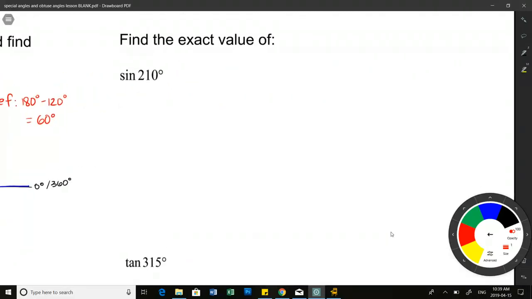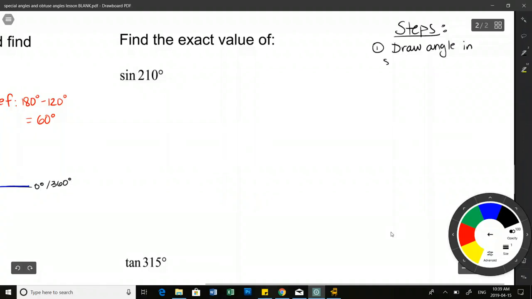Okay. So these are the questions that we needed all of that foundational information for. I'm going to list a set of steps. You could write these on the top of your lesson if you want, or wherever you have some space. The first thing I want to do is draw my angle in standard position and find its reference angle, just like we did in our last example. It just means measuring from 0 counterclockwise.